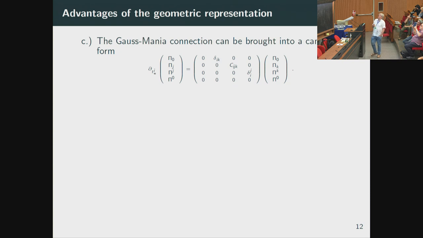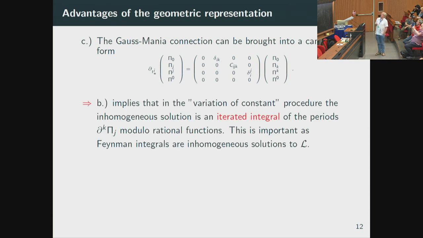And then also you can write the Gauss-Manin connection in a preferred way. This is basically the generalization of the previous statement to arbitrarily many coordinates. So this principle of doing iterated integrals for finding the inhomogeneous solution also generalizes to this case. So this is just what I said, namely that in the variation of constant procedure, you get these iterated integrals of periods and the derivative of the periods itself.